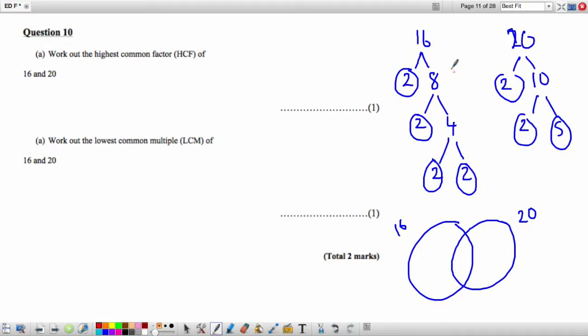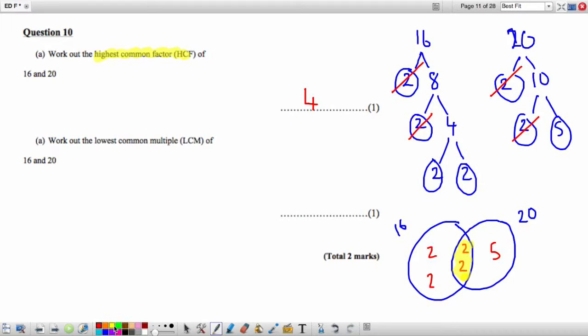So what we're looking for is common pairs. So this 2 and this 2 matches. So in the middle we can write 2. This 2 here can match with this, and in the middle we write 2. On our circle here for our 16 we have our remaining 2, 2, and here for 20 we have the remaining 5. To find the highest common factor, the HCF, we multiply together the numbers in the middle. So in this case we have 2 times 2, which is 4.